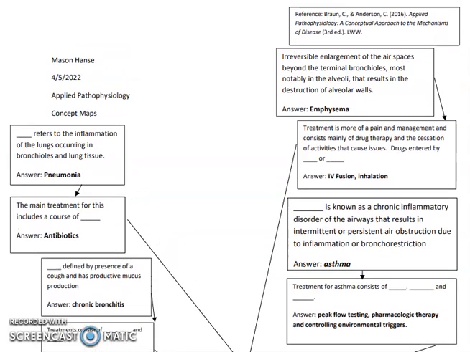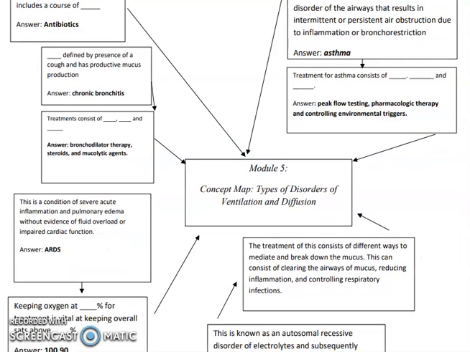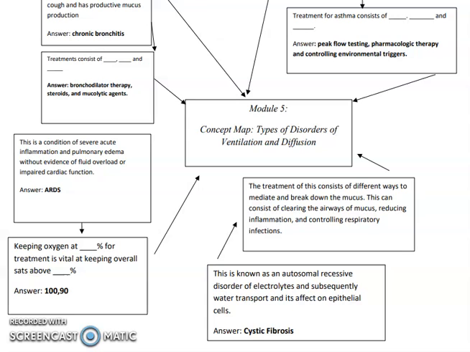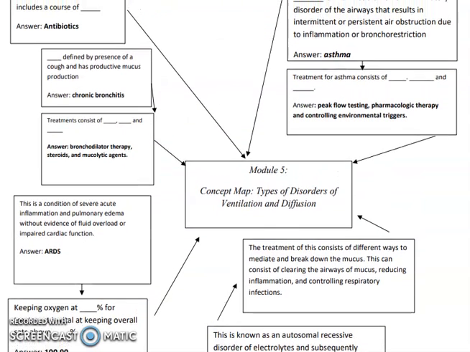Then I also touched on emphysema, which is the irreversible enlargement of air spaces beyond the terminal bronchioles, most notably in the alveoli. That results in the destruction of alveolar walls. And asthma, which is a chronic inflammatory disorder of the airways that results in intermittent or persistent air obstruction due to inflammation or bronchoconstriction. And cystic fibrosis, which is essentially the same thing, just deals more with epithelial cells.